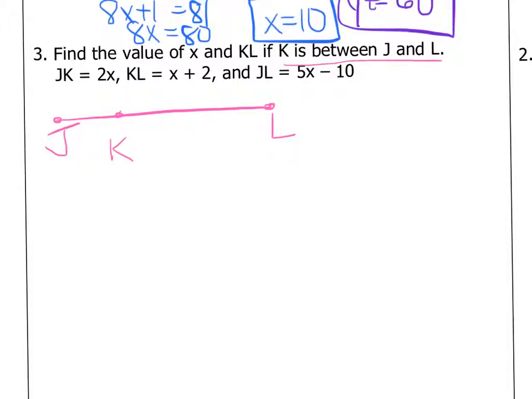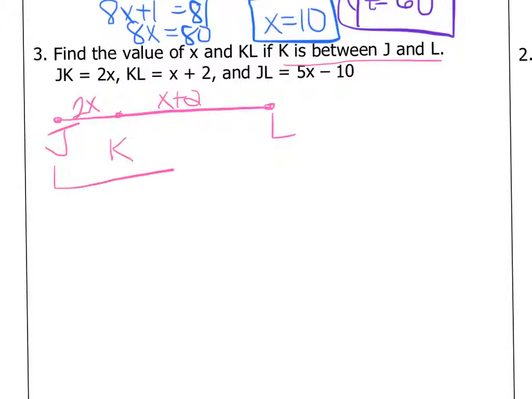From here, use those expressions for the 3 different segments we're given. Fill it in on your picture. It's going to be so important in geometry class that you guys are drawing a picture of the situation, filling in any information that you're given. So with that being said, JK is 2x. KL is x plus 2.